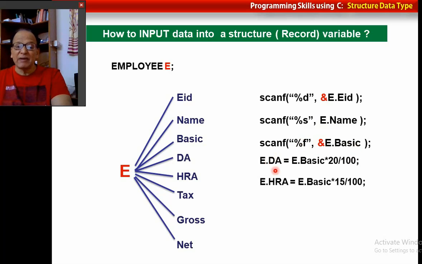Then I have to calculate. I don't input DA. I have to calculate DA. How do I do that? E dot DA is equal to 20% of basic. Therefore, basic multiplied by 20 divided by 100. Similarly, E dot HRA, I calculate that as 15% of basic. Therefore, E dot basic into 15% gives you that. Similarly, you can calculate gross and net, etc. That we will do in the problem we are going to work out immediately.